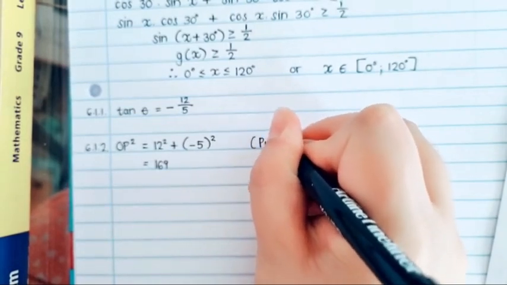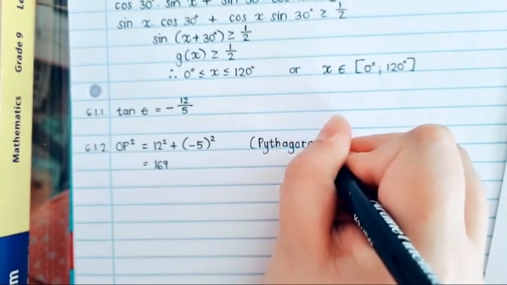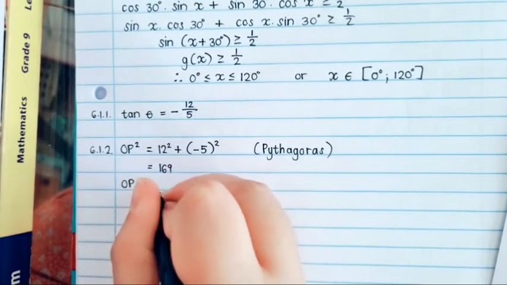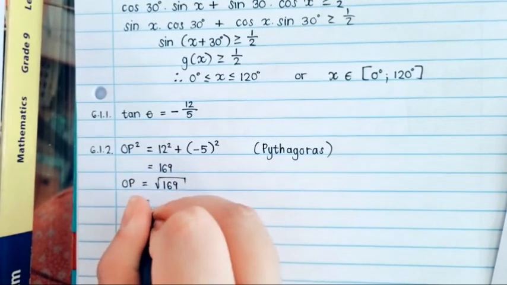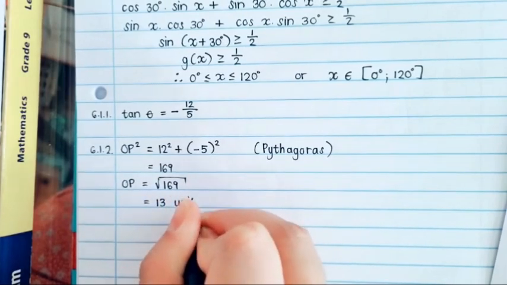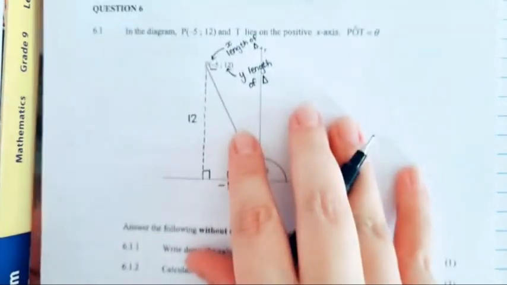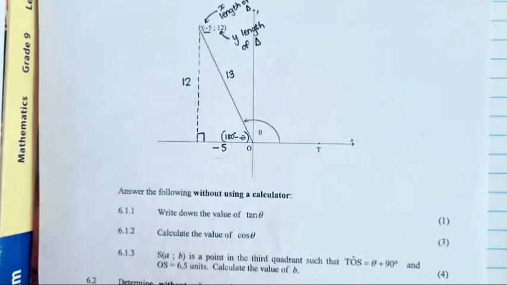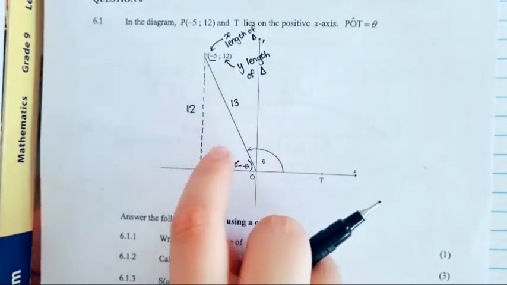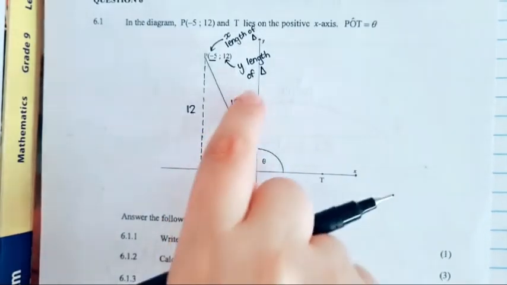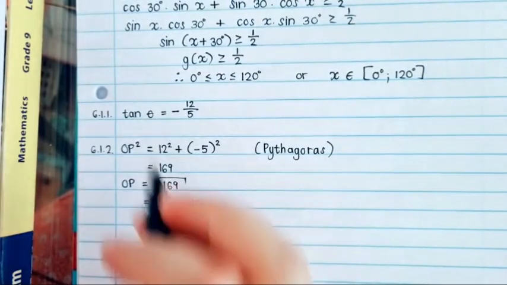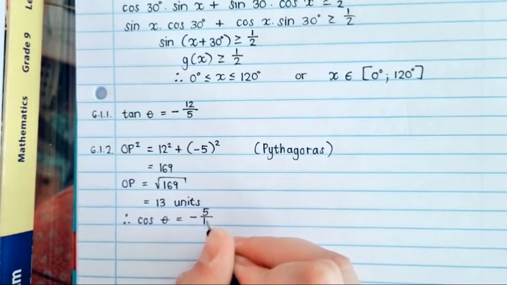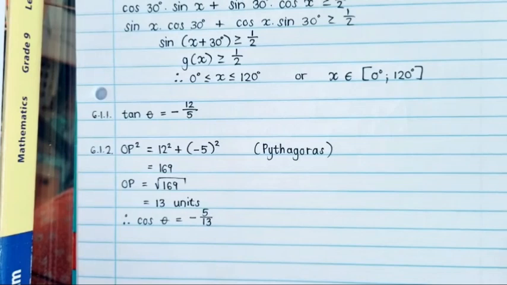Please remember, guys, Pythagoras, okay, last year they actually took a mark off if you didn't write it, this is important. Okay, so now OP is the square root of 169, which is 13 units. So now we can put 13 in there. Then what were they asking for again? Cos theta. Cos is adjacent over hypotenuse. So cos theta is -5 over 13. Therefore, cos theta is -5 over 13.